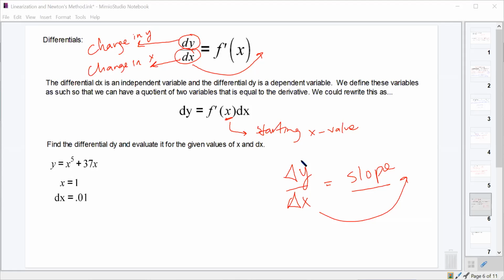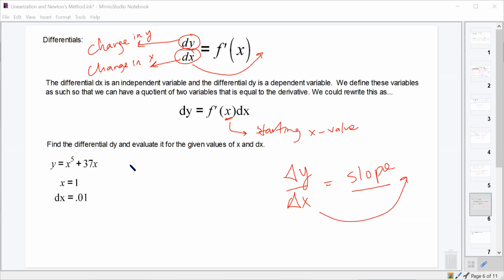All right, cool. So here's our function, y equals x to the 5th plus 37x. We're saying that we're going to have a starting x value of 1, and it's going to change by 0.01. How much does the y value change? About how much does the y value change?